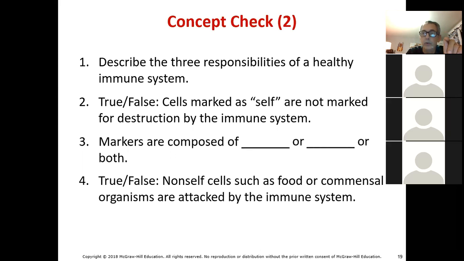And then that, coupled with immune suppressive drugs, helps the person get the organ transplant. So these markers are composed of proteins. Sometimes they have sugars on them, called glycoproteins.